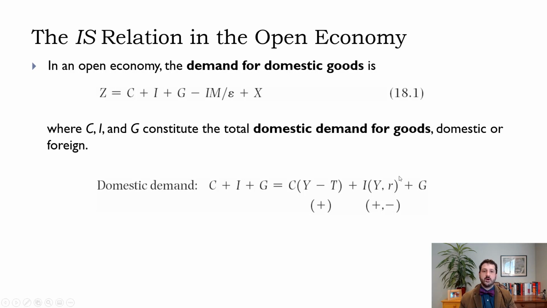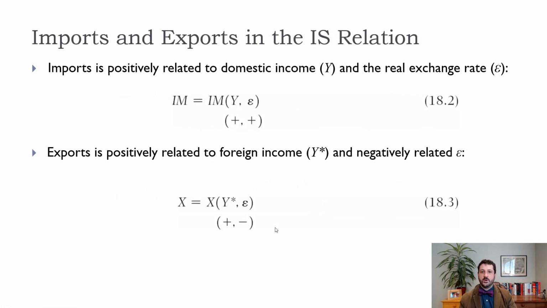And we can keep our same equations for C and I and G. We can say, okay, C is going to depend on disposable income still. I is going to depend on GDP and the real interest rate. And G we continue to assume is exogenous because it's decided by the political process. So, all right, well, we want to think about this. We want to think, okay, well, what's the relationship between our variables of interest and imports and exports?